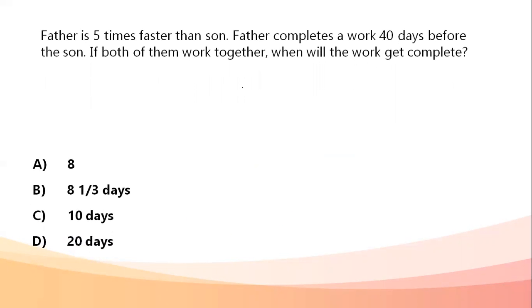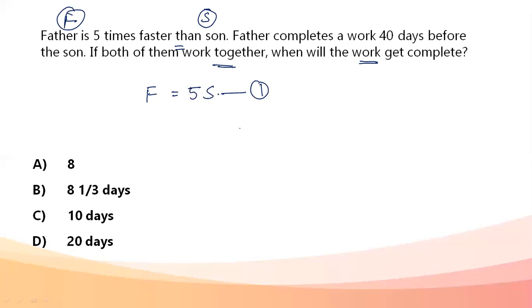Next, father is 5 times faster than son. Father completes a work 40 days before the son. If both of them work together, when will the work get completed? A very simple question from time and work, but with respect to efficiencies, we have to solve. Let the efficiency of father be F and that of son be S. According to the question, father is 5 times faster than son, F = 5S. This is the first equation. Let the total work be X, because then we can do the question in respect of efficiencies as well.